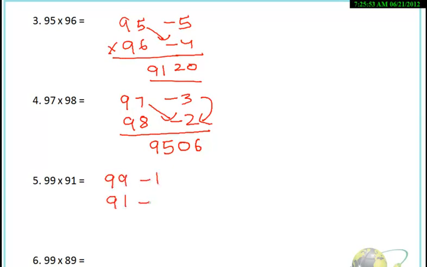Similarly, 99 into 91. It's minus 1. It's minus 9. 1 into 9 will give us 9. Further, we have to fill up two digits, so we'll write 09. Then either of the cross subtractions will give us 90. The calculation and the method is actually very simple. Just practice and bring them into your day-to-day life.